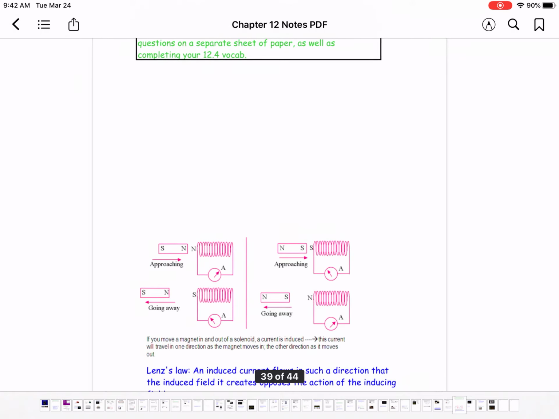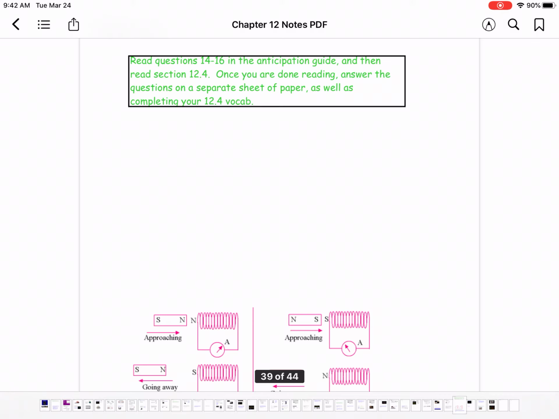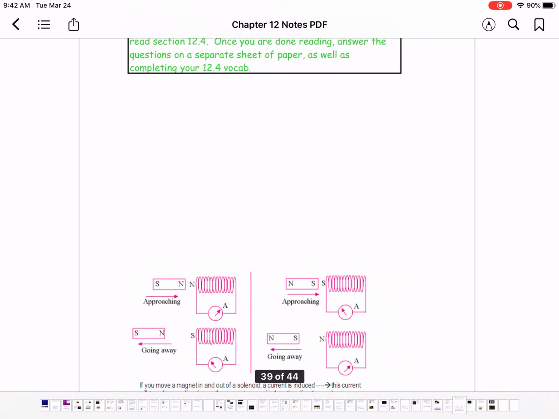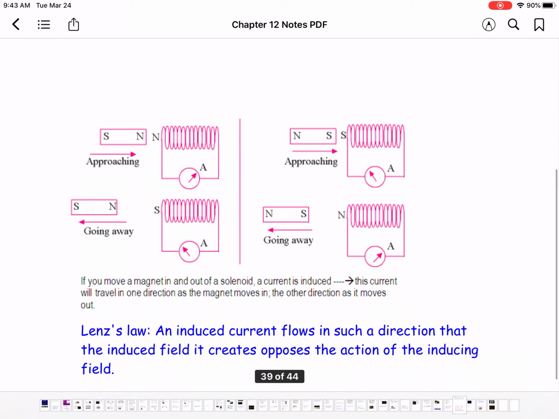And so what they decided to do is, and now you can finish your practice or your anticipation guide, you should be done your practice problems at this point, all right, is they said, well, what if instead of us moving the wire, what if we moved the magnet, right?